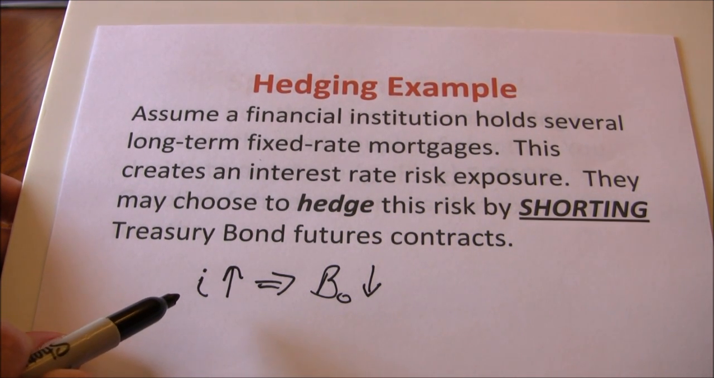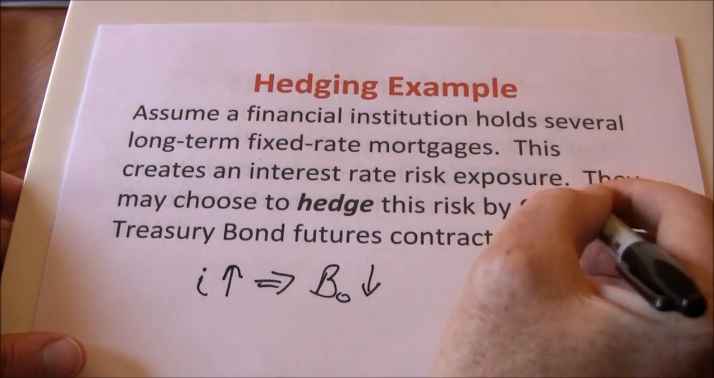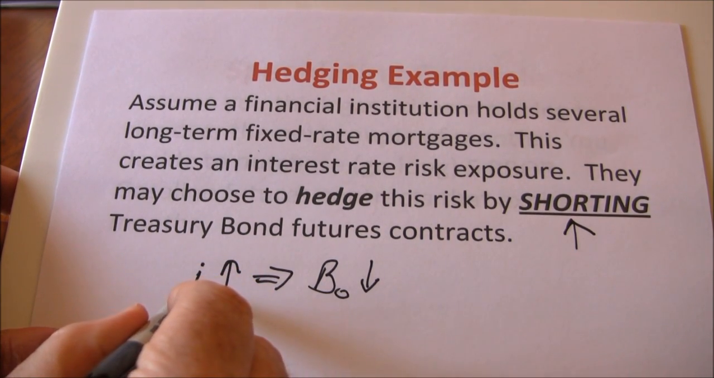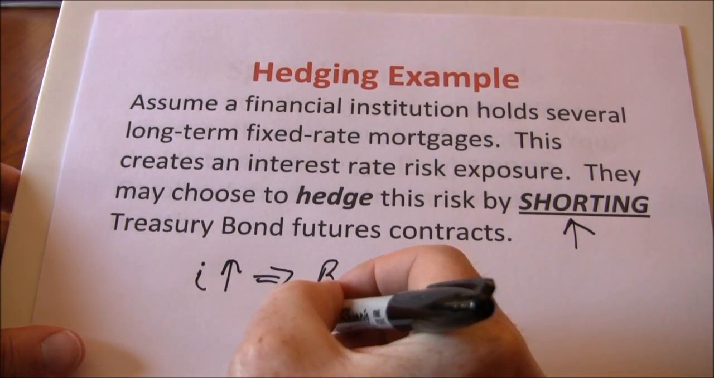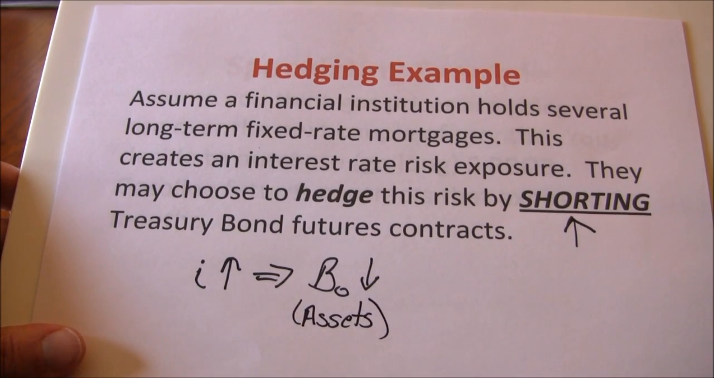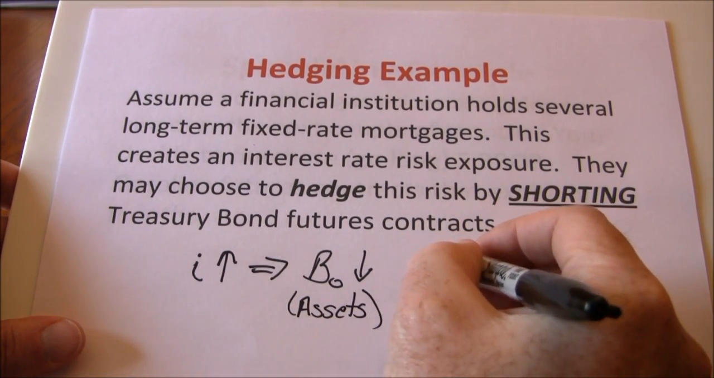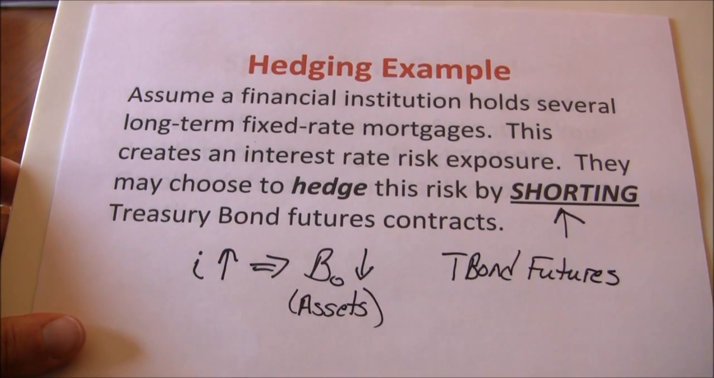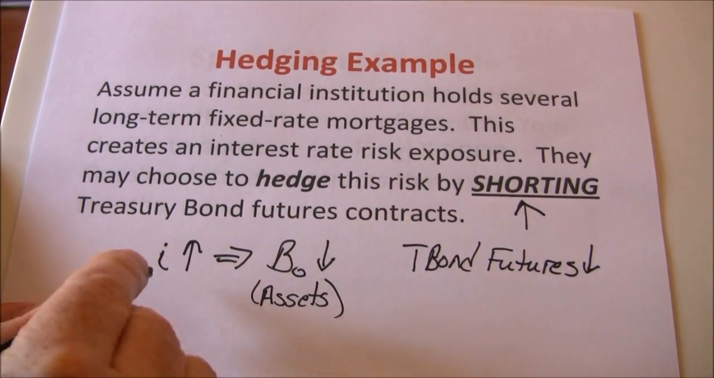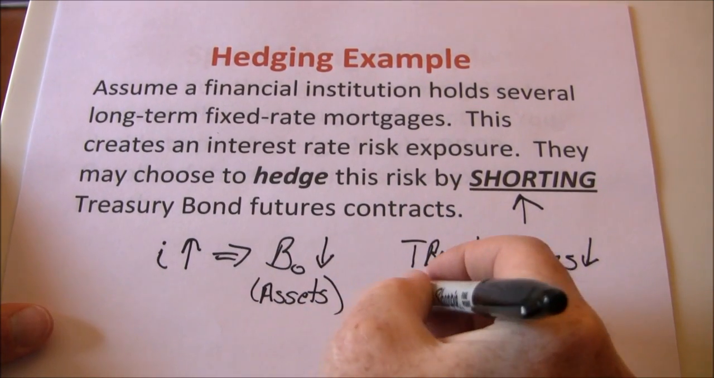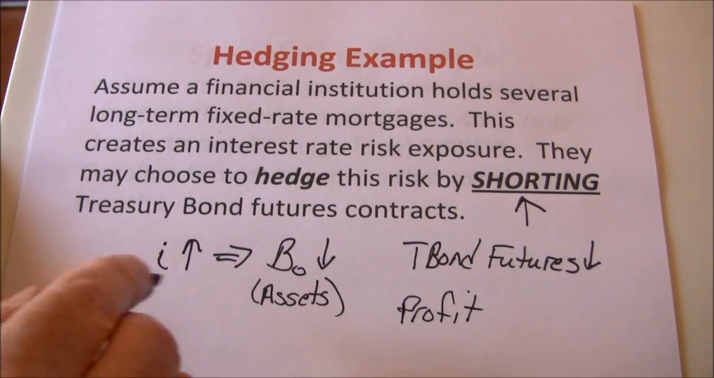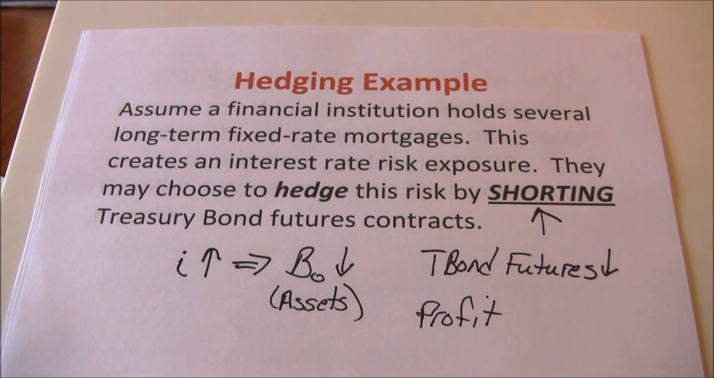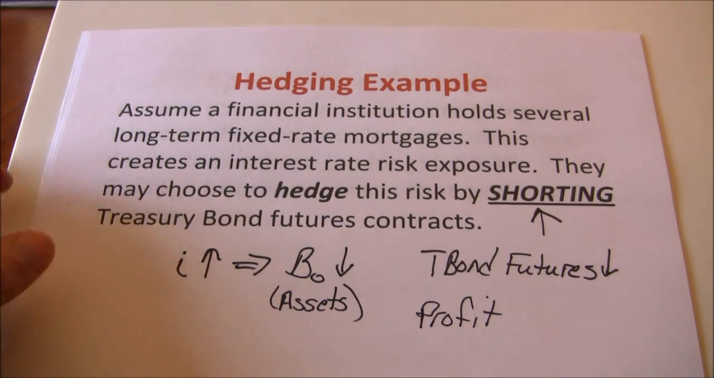They may decide to hedge that risk by shorting Treasury bond futures contracts. The reason they want to short those contracts instead of buy them is because their natural risk exposure is as interest rates go up, their bonds, the financial institution's assets, go down, and so they need to offset that. The Treasury bond futures will also go down as interest rates go up. Since they're short, that will lead to a profit to offset their natural risk exposure. So in this situation, the financial institution has reduced their exposure to interest rate risk in the assets that they hold.